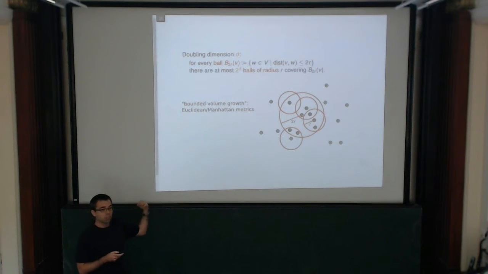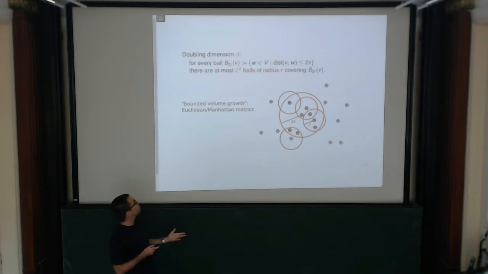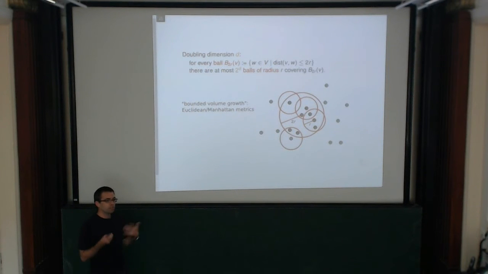Now, if the doubling dimension is d, you're always able to find a small number of balls of half the radius, so at most 2 to the d balls of half the radius, that cover all of the vertices inside the bigger ball. The doubling dimension was introduced to give a more abstract definition, and it captures some nice properties of Euclidean and Manhattan metrics.